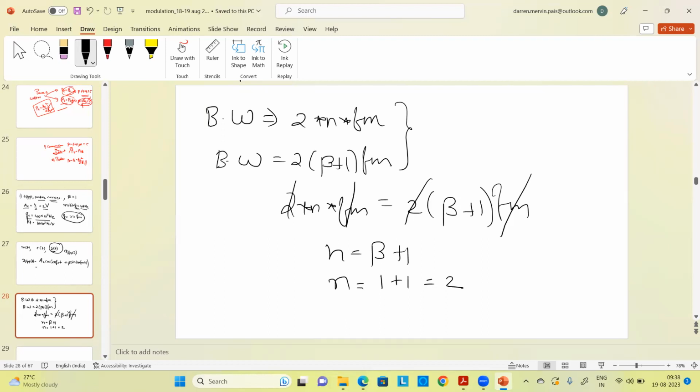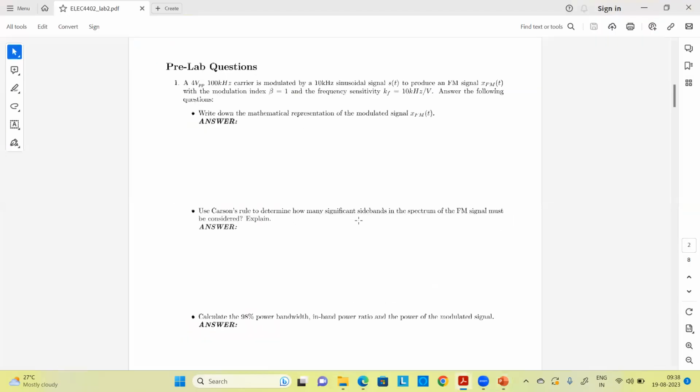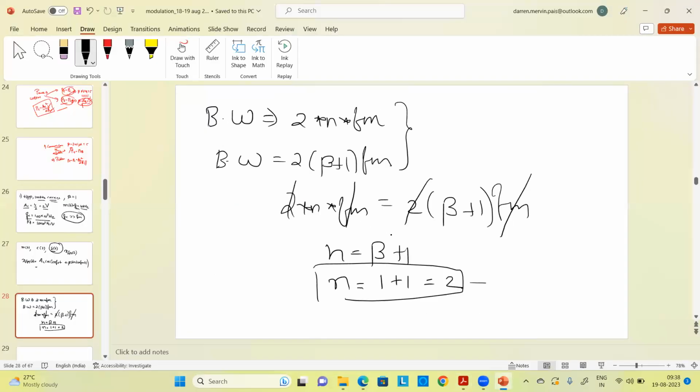So this is basically N is equal to 2. Hence, answering the question mentioned over here, how many sidebands? There are 2 positive sidebands on the positive end. And if we consider the negative part, it will be 2 plus 2, 4. So depending upon what is expected, you can write. This thing will be solved in college also, so you can try to understand it better.